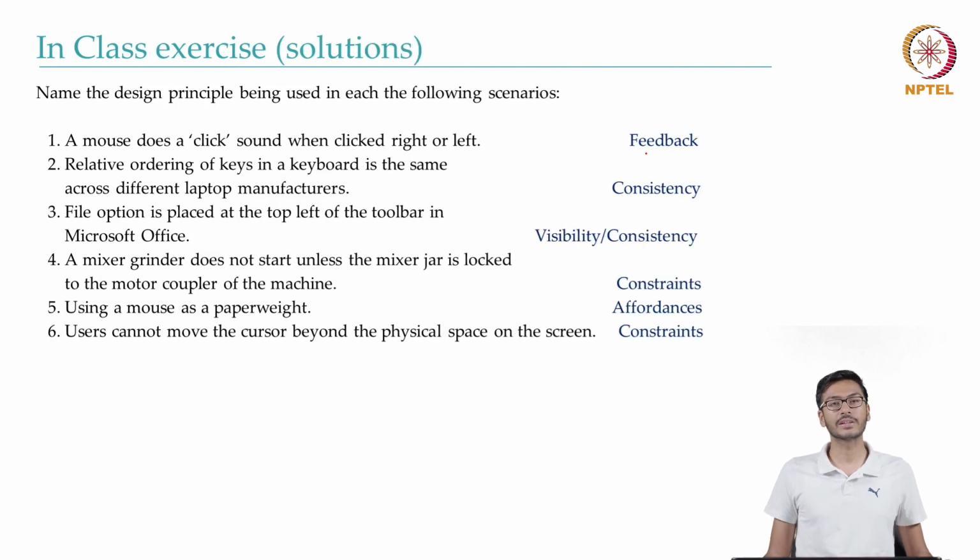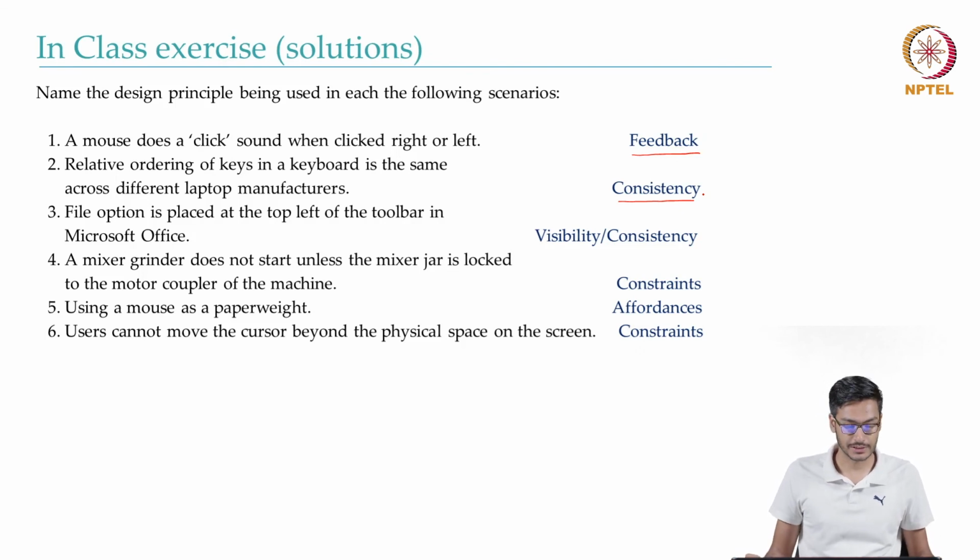Okay, now we're back to the in-class exercise and we will be discussing the solutions. The first one is a mouse that does a click sound when clicked right or left. It is an example of feedback, as the mouse gives you feedback after you have clicked it. The second one is the relative ordering of keys being the same across manufacturers. It is an example of consistency, as the order is consistent throughout different manufacturers.